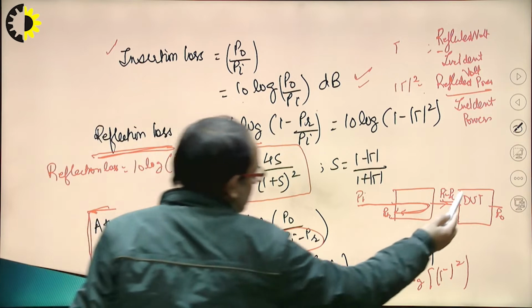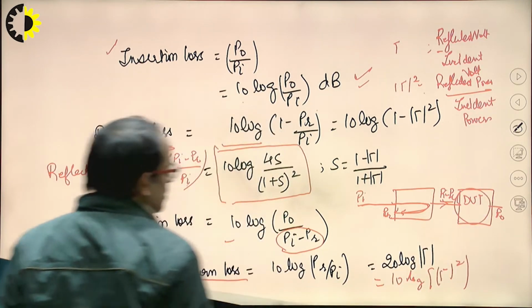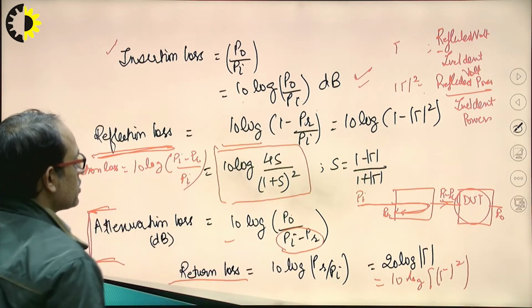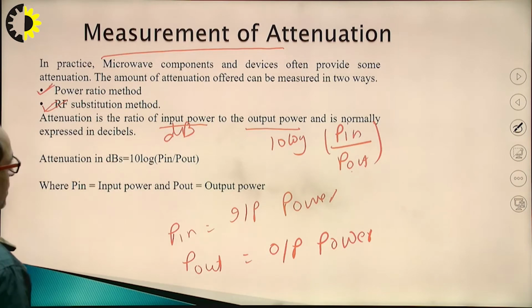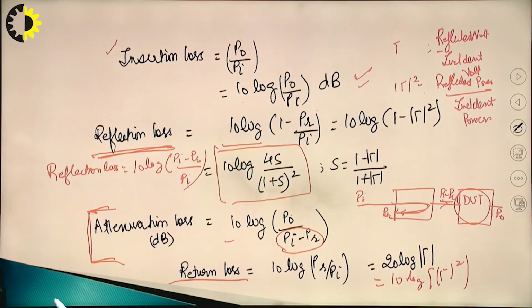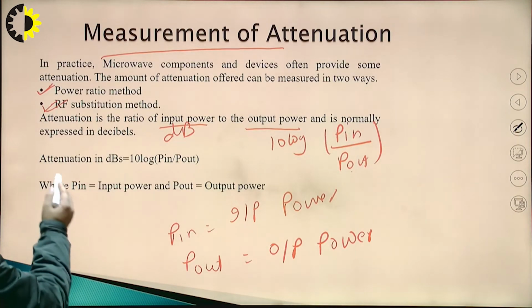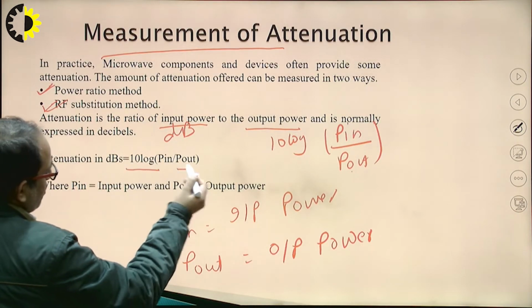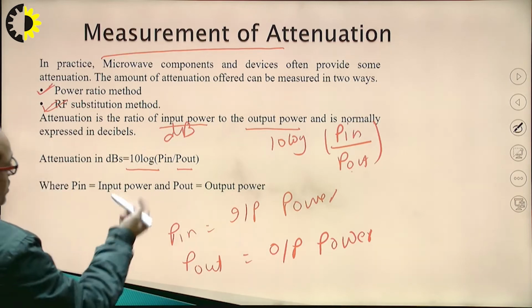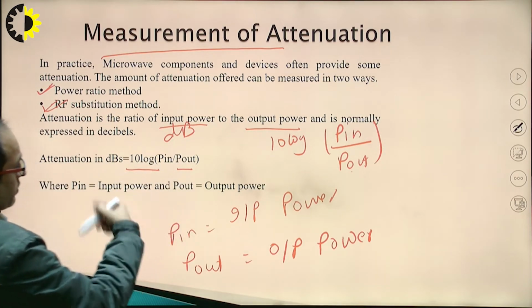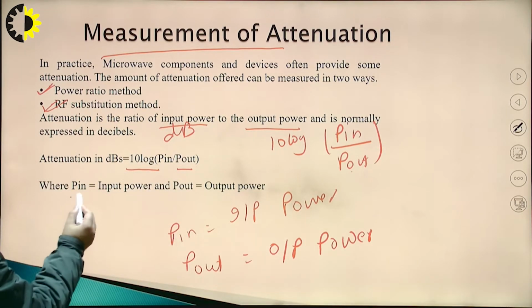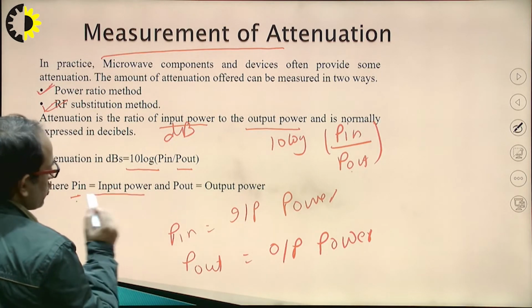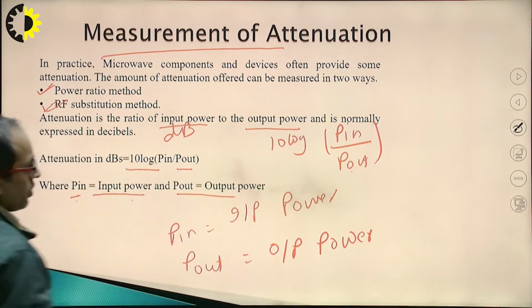To this device under test, input power is Pi, output power is this one. Okay. Now see, attenuation will be equal to 10 log of P in by P out, and if I set attenuation loss, that is equal to P out by P in. Therefore P in equal to what? P in is the input power, and P out is your output power.